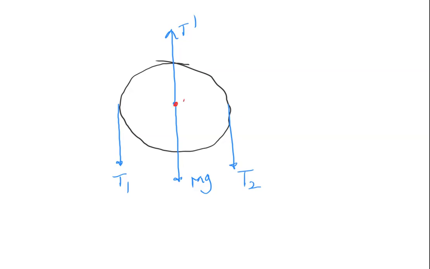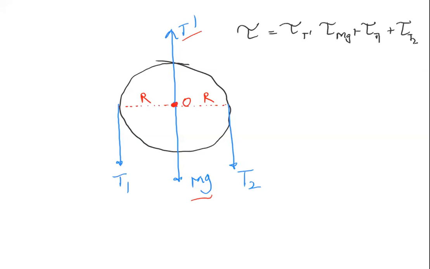This is the origin. The perpendicular distance of this force is R. Perpendicular distance of this force is R. P dash and mg, they are passing through the origin itself. So the torque on the pulley will be torque due to P dash, torque due to mg, torque due to T1, torque due to T2. This will be 0. This will be 0. This will be T1R. This will be T2R.